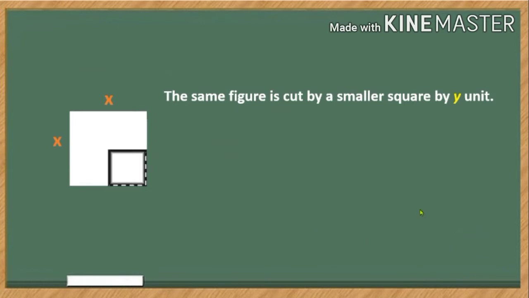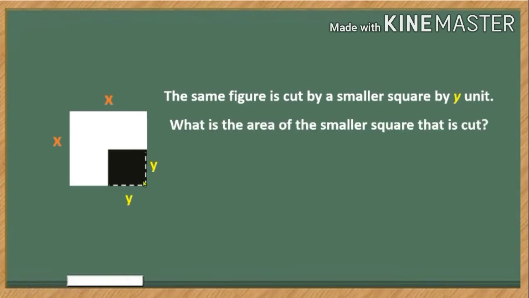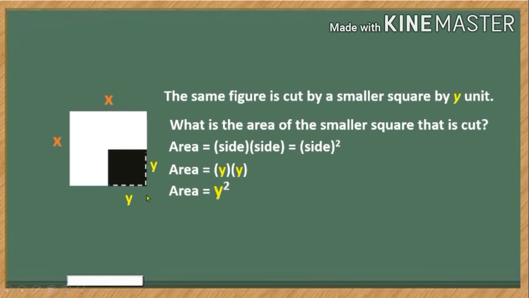Now let's look at here. Okay, so again, a smaller square with y unit is cut along this corner. And what is the area of the smaller square that is cut? So we have again, area is equal to the square of its side. And its side is y. So therefore, we have here the area is the square of y, or y squared.